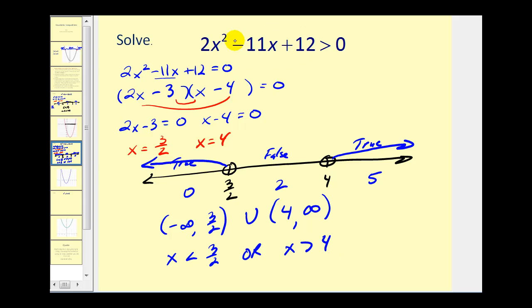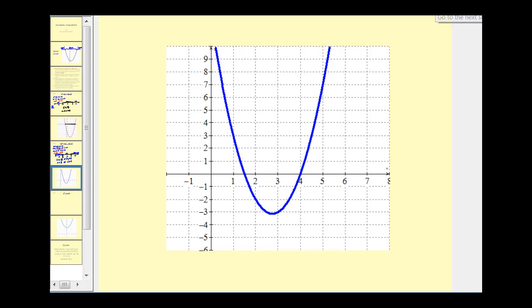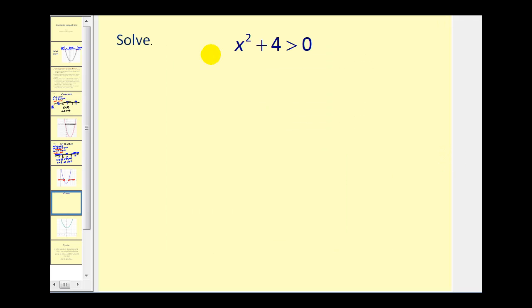We want to know when this quadratic is greater than 0, which means when is it above the x-axis. Let's take a look. We can see it's above the x-axis to the right of +4 and also to the left of 3/2. So our answer checks. Let's go ahead and try one more. Step 1, set it equal to 0 and solve.